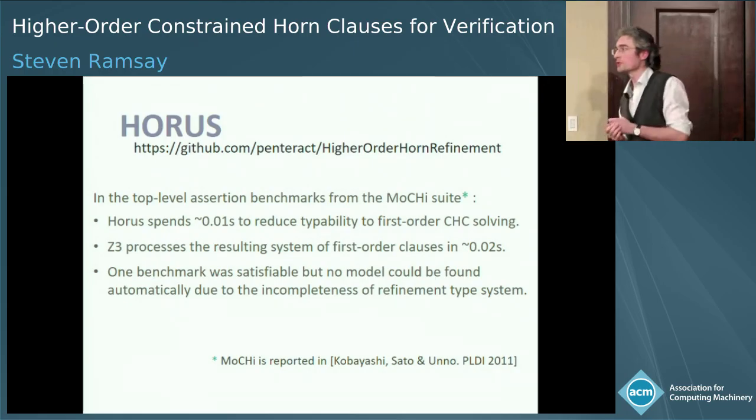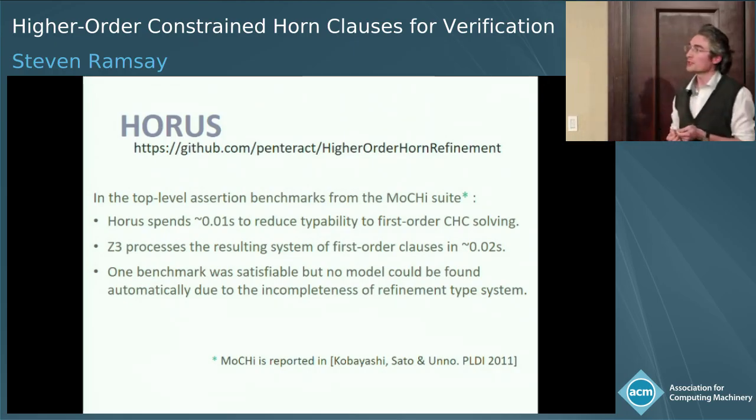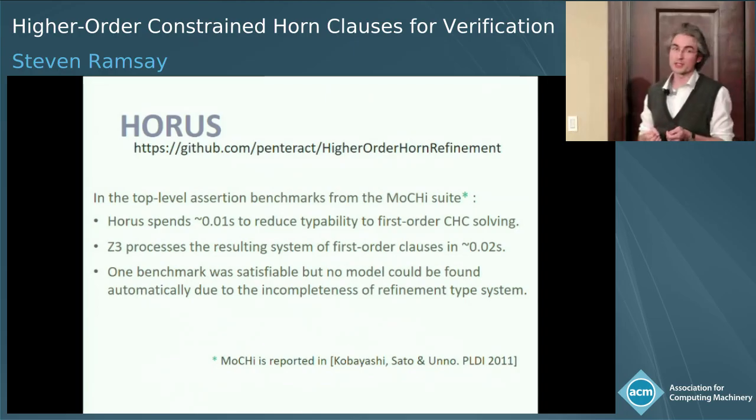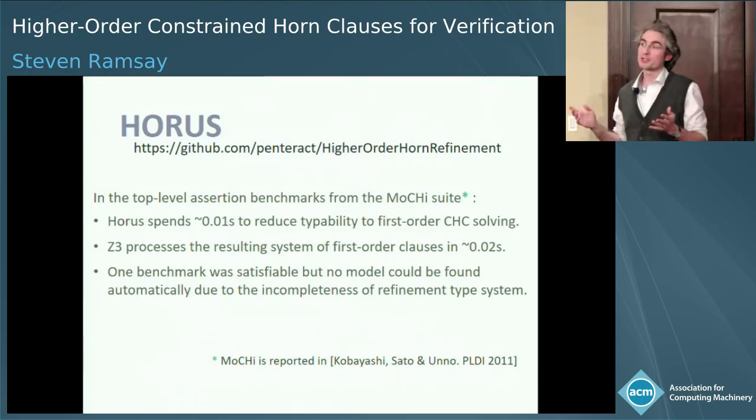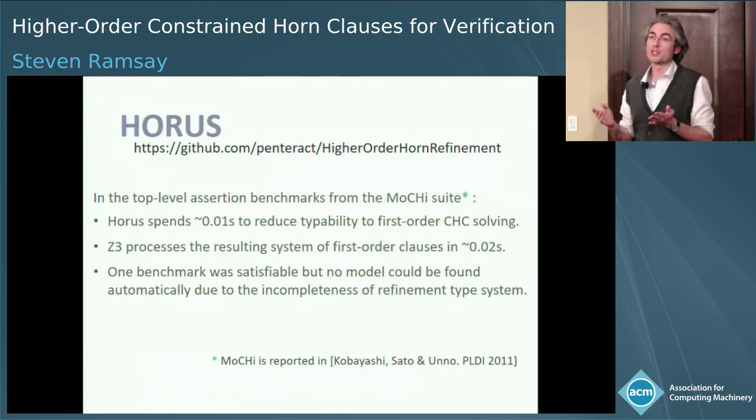So one of the benchmarks was satisfiable, but we couldn't find a model automatically. That's because the type system, which is our method for solving, is in the end conservative. So there's an incompleteness there.